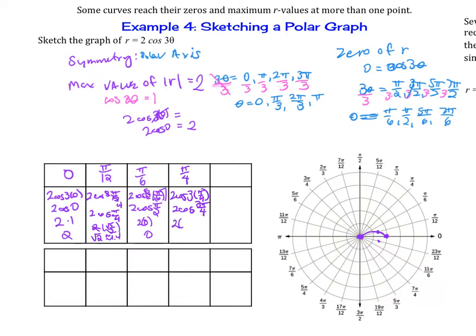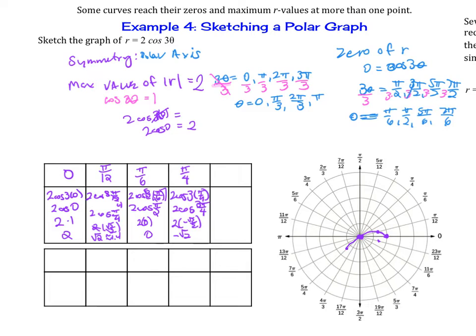We're going to get 2 times negative root 2 over 2. So we're looking at negative root 2, which is a negative 1.4. So again, to graph that, at pi over 4, we get a negative 1.4. So that's going to be here. Negative 1.4 is on this side, about right there. So this is what's happening to our curve on that side.